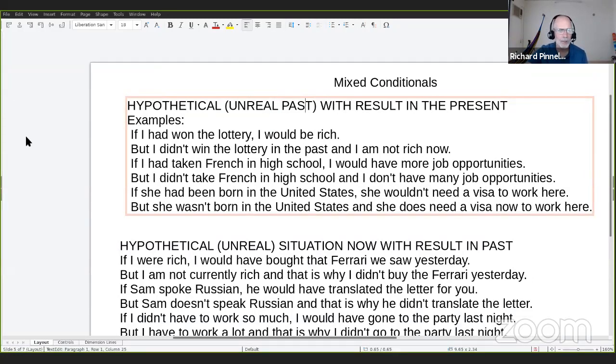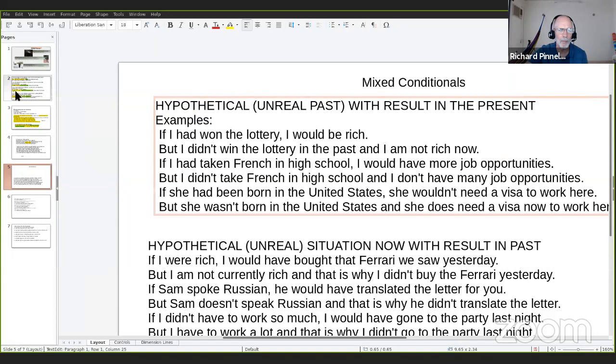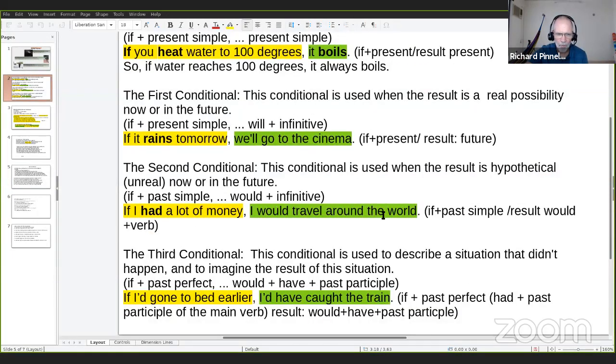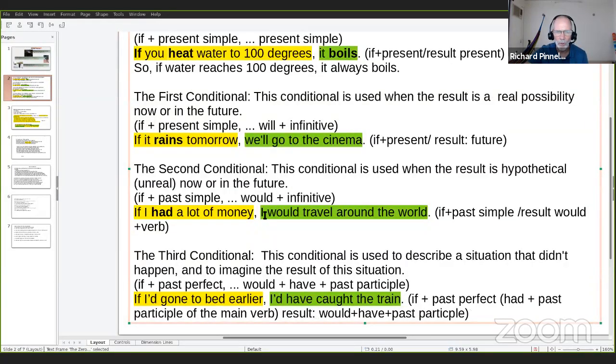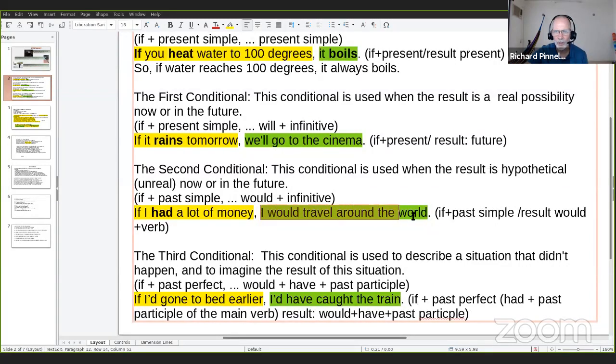So in this case, we need to actually combine. If we go back here, we have a hypothetical situation in the past. We need to use this structure in the past from the third conditional, and we need to use this structure for the result because the result is in the present. So we're mixing this one with this one. Here I have some examples.